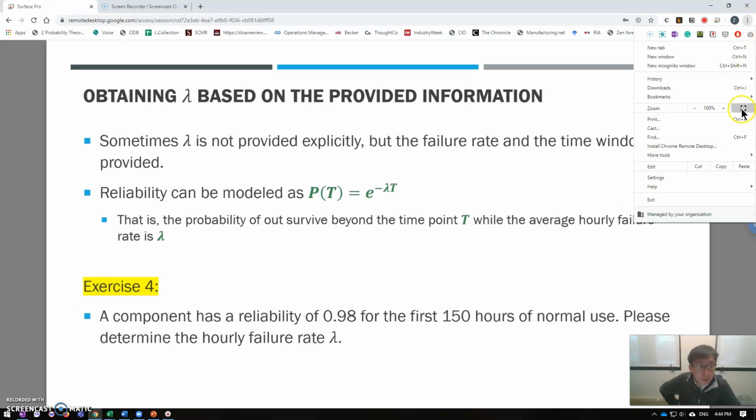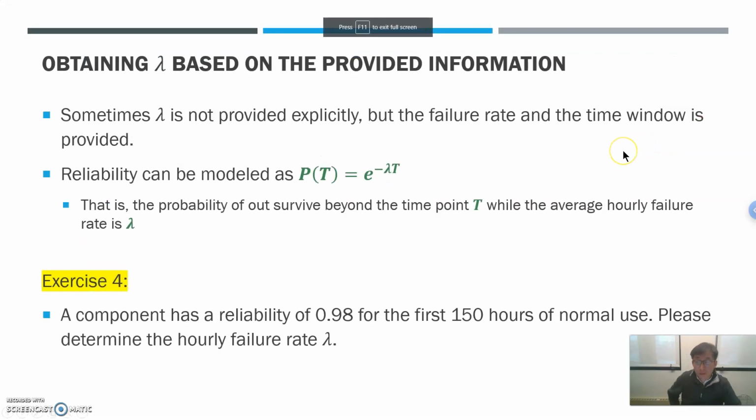So this one could be a little confusing to most of you because it involves the log function calculation. But it's very important because sometimes the hourly failure rate lambda will not be provided directly. So you have to calculate it based on the provided information.